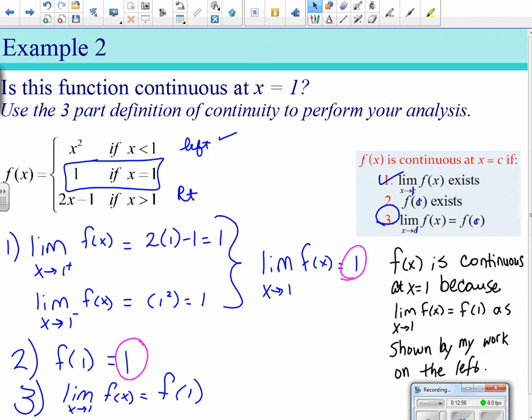So I've written in black my conclusion, f of x is continuous at x equals 1 because the limit as x approaches 1 of f of x is equal to f of 1, as shown by my work over on the left, and I just didn't want to have to repeat those 3 conditions, so I just said it's over on the left.